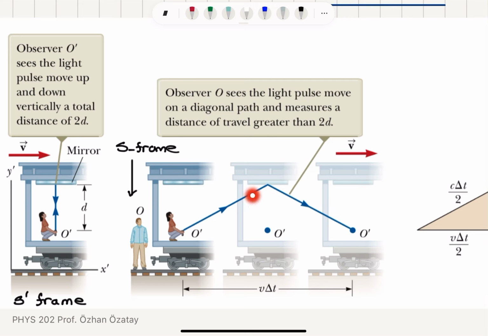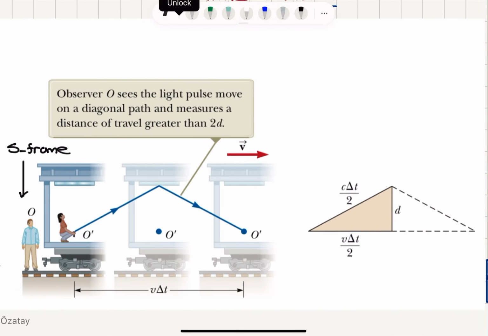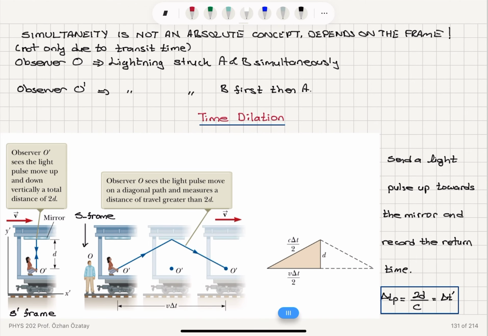So c delta t over 2, c delta t over 2, and we will see that we have this triangle forming. The vertical distance they measure is the same, d. c delta t over 2 is on one side when the pulse is going up to reach the mirror, and c delta t over 2 on the other side. And at the same time, the O prime observer has moved a distance v delta t over 2 in this reference frame.